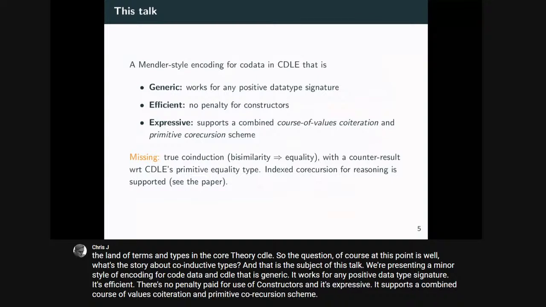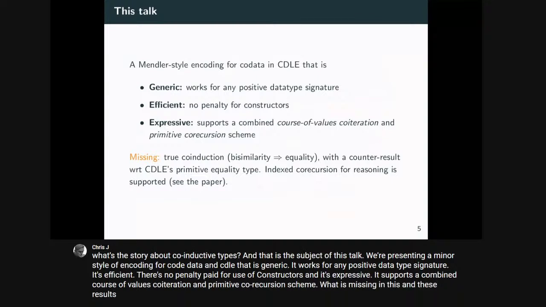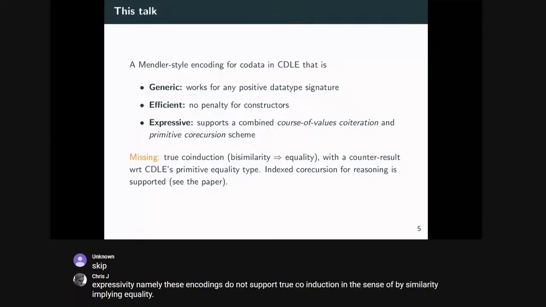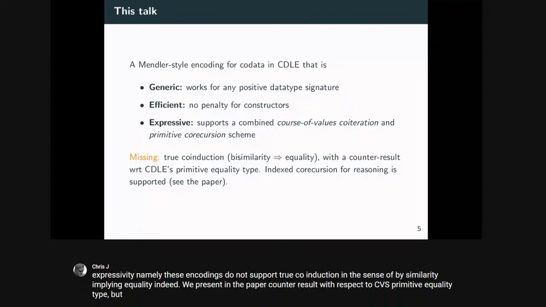What is missing in these results is the matter of logical expressivity, namely that these encodings do not support true co-induction in the sense of bisimilarity implying equality. Indeed, we present in the paper a counter result with respect to CDLE's primitive equality type, but of course, indexed co-recursion for reasoning is supported, and you can see details of this in the paper.